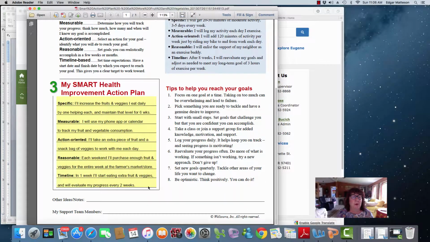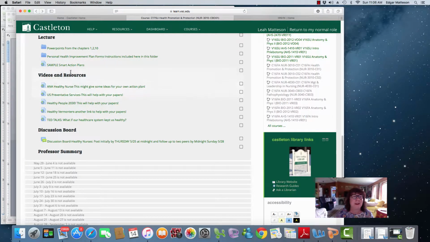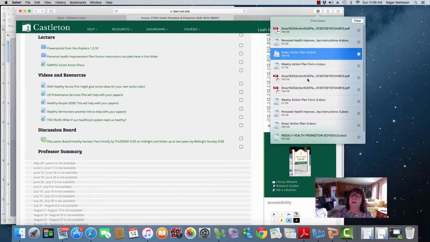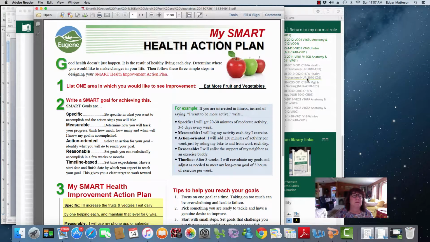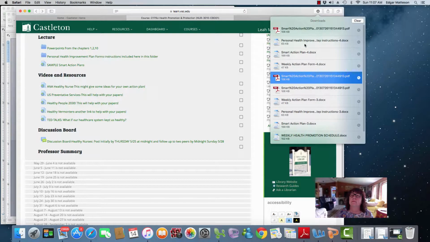And the other thing that's really important about this is you want to think about, and let me go back to the SMART action plan form, what you're going to do for a reward for yourself at the end of this process. So let me pull up the blank form. I'll just go back to the holder.